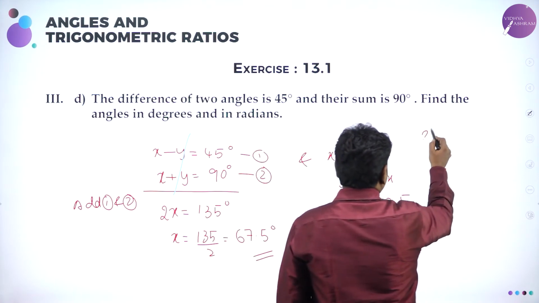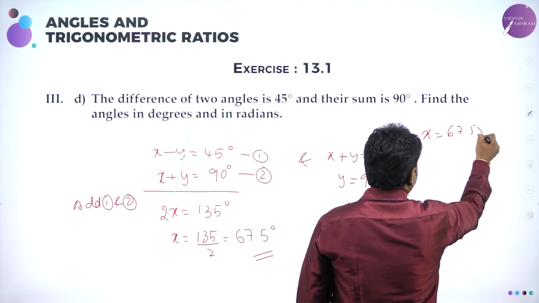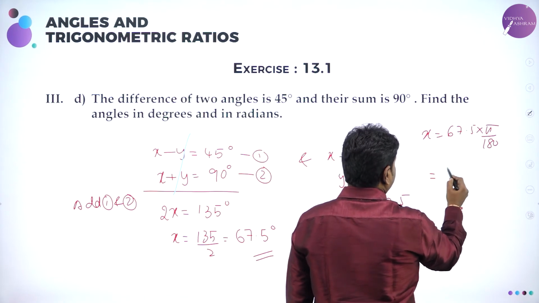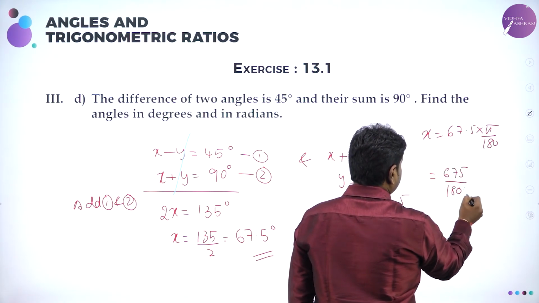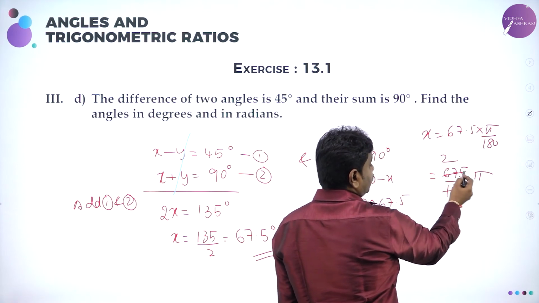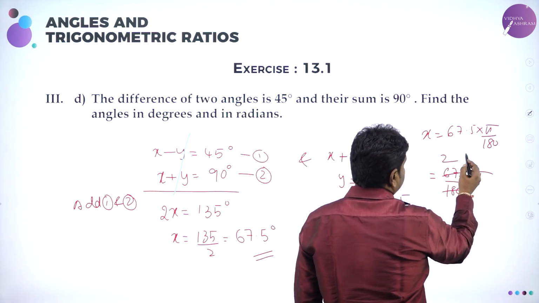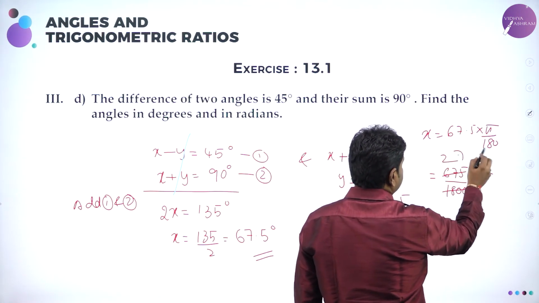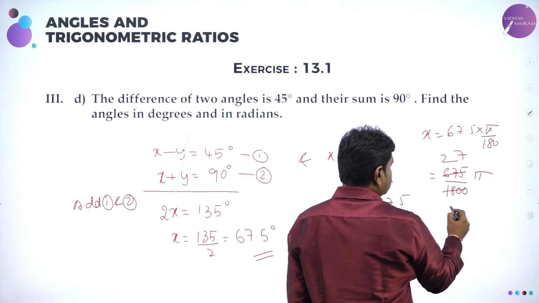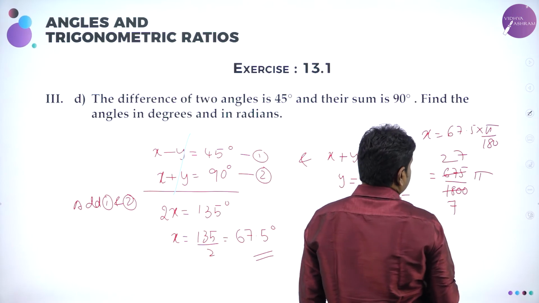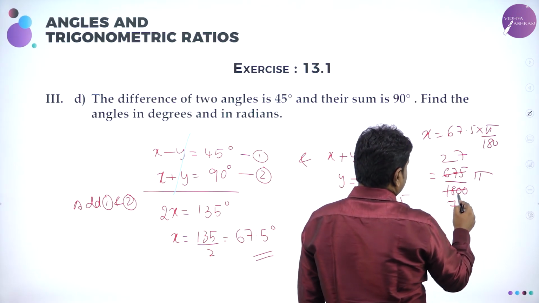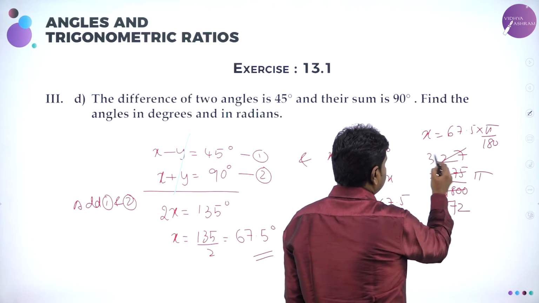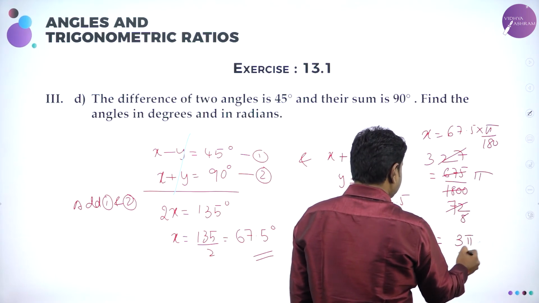And they want radians. So x is equal to how much? We got 67.5. Converting to radians means multiplying by pi over 180. You can use calculators or split it. 675 divided by 1800, times pi. Dividing by 25 we get 27 and 72, again divisible by 9. So 3 pi by 8 is one of the angles in radians.